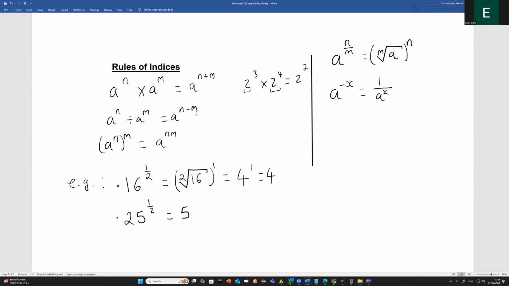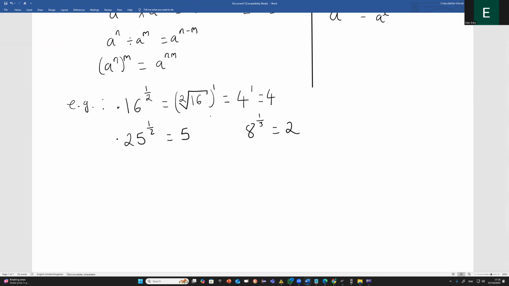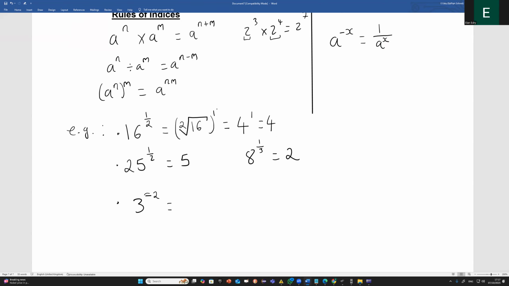If I had 8 to the power of a third, that would be 2. Cube root, fantastic. If I had 3 to the power of minus 2, what would that be? What we do when there's a minus power is you put 1 over, and then you do the question as though the minus wasn't there. So you've now got 3 to the power of 2. So that's 1 over, and then what is 3 to the power of 2? 9. Brilliant. So 1/9, which is like 0.1 recurring, but 1/9 is fine.